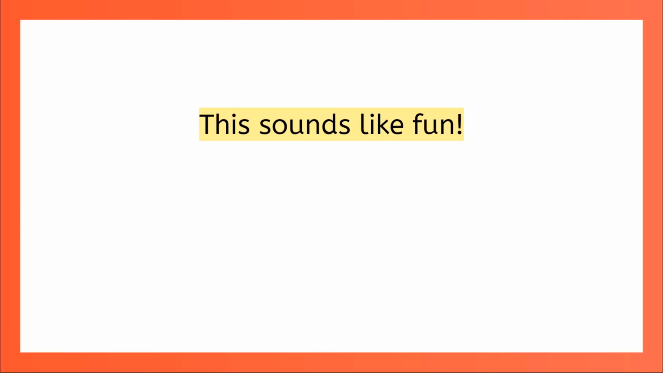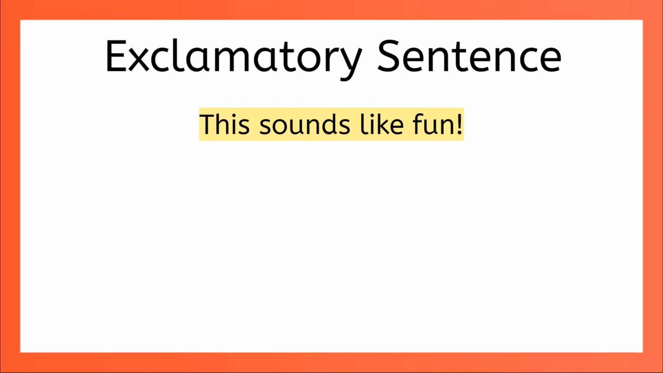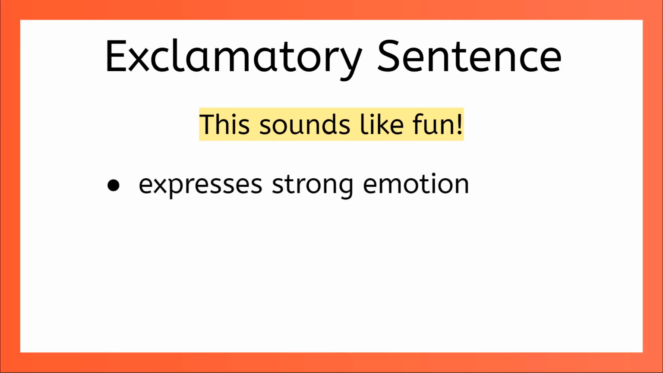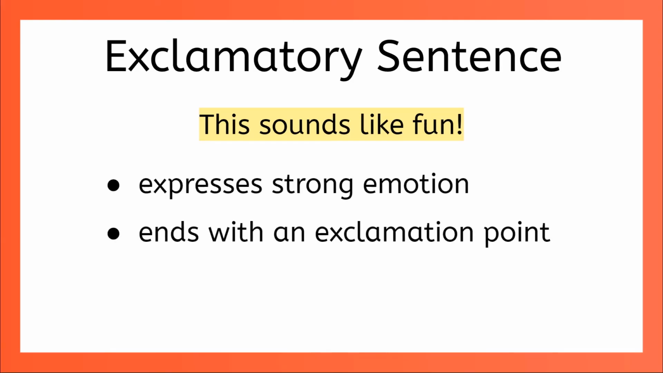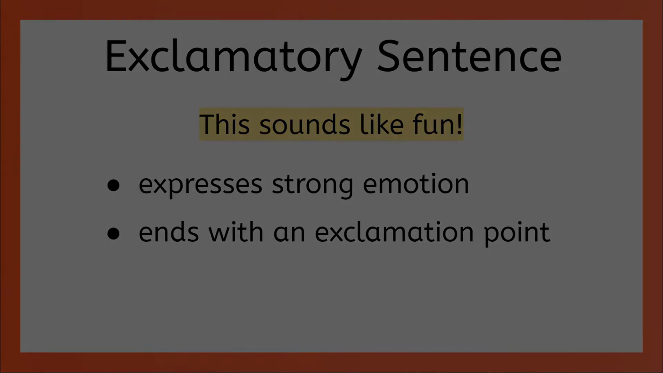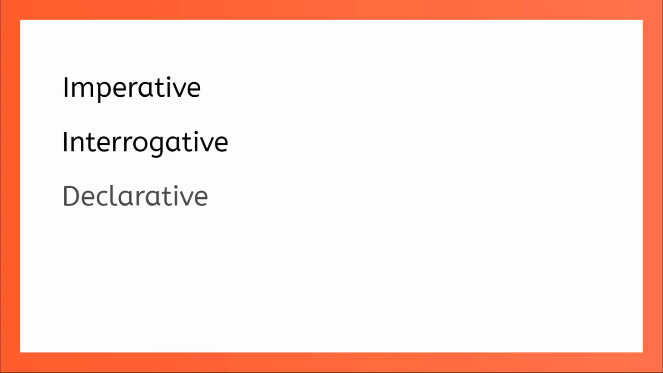Abby was very excited when she said, "This sounds like fun." This type of sentence is called an exclamatory sentence. An exclamatory sentence expresses strong emotion and always ends with an exclamation point. You've learned about 4 different types of sentences: Imperative, interrogative, declarative, and exclamatory.